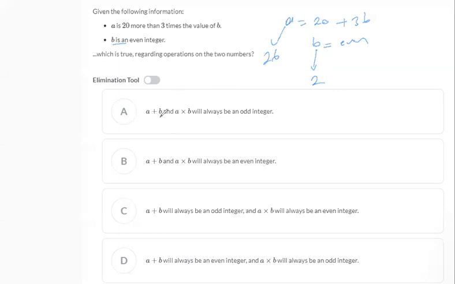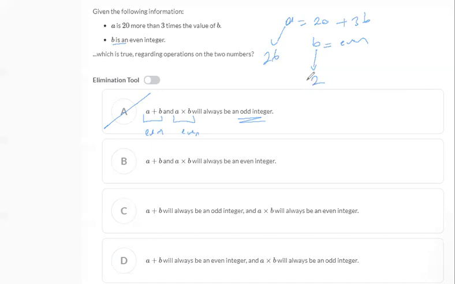If that's the case, A plus B, so A and B are even, so the sum is going to be even. And A times B is always even because at least one of them is even, so the product of two numbers is always even. So A and B are even, so even times even will always be even. So now A plus B is even and A times B is even, so the choice saying it's always an odd integer is not the case. This is wrong. Okay, so you can plug those numbers just to see if that's the case.